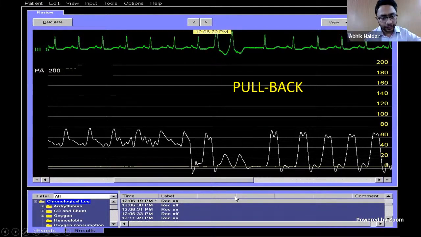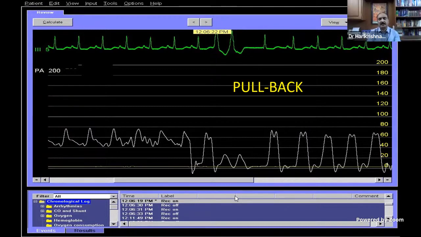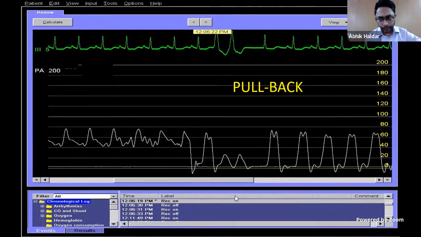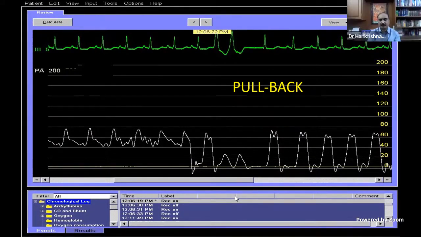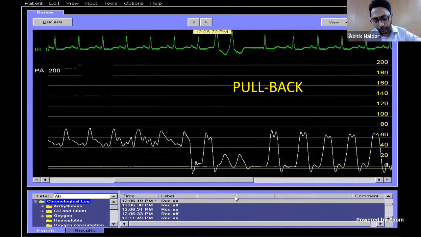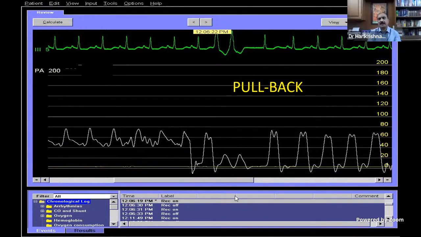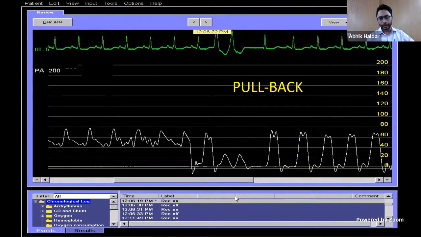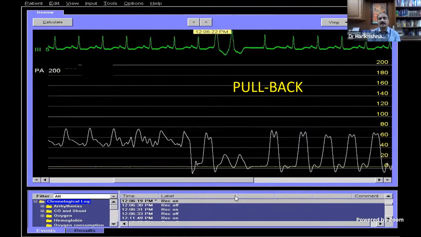This is a pullback tracing from pulmonary artery to right ventricle. Very good. The pulmonary artery peak pressure is around 80 and diastolic pressure is around 40. Sir, RV systolic pressure is also equivalent, so there is no gradient between the RV and pulmonary artery. Very good. What is the hemodynamic diagnosis? Pulmonary arterial hypertension. Very good. This is an example of a pullback tracing from pulmonary artery to RV.